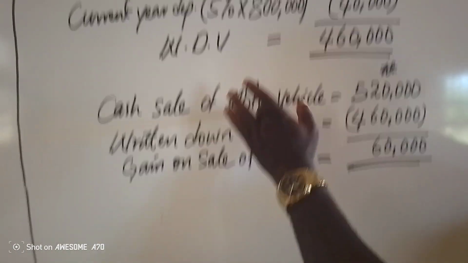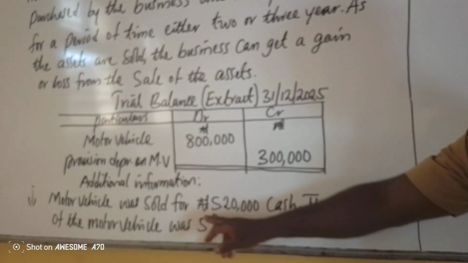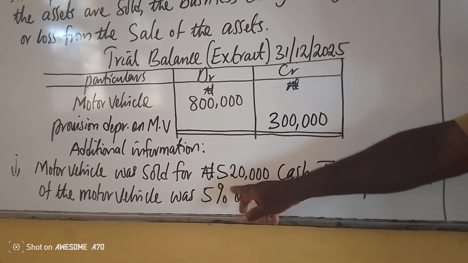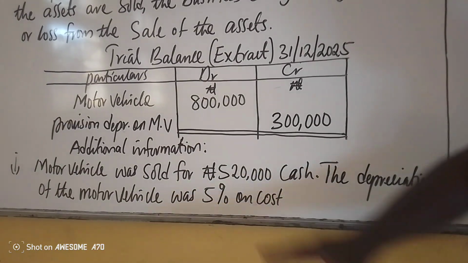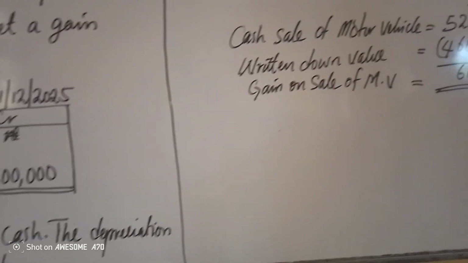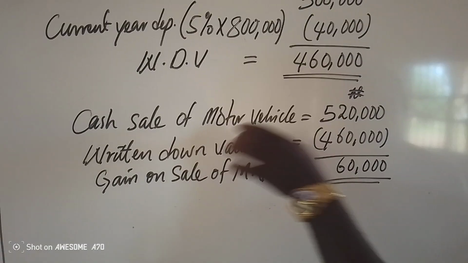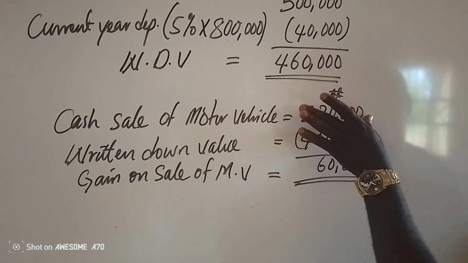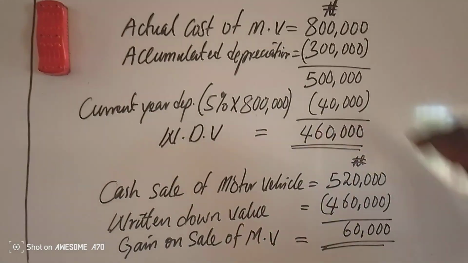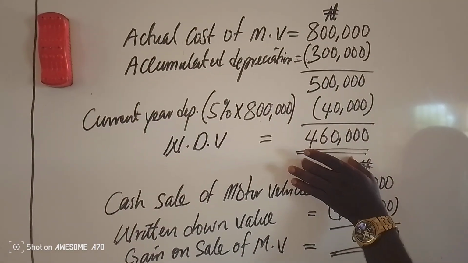Then you now take the sales value of the asset at the time of the sale. We now say sale of motor vehicle. It is clear that the motor vehicle was sold at 520,000. But you cannot just know whether the sale value of 520,000 is a gain or loss. You cannot know until you present it the way I'm presenting before you, to know whether it was sold at a profit or loss. So here the sale value of the motor vehicle was 520,000. After reducing the depreciation, both accumulated depreciation and the current year depreciation, from the cost of the asset, you discover that the written down value of the asset is 460,000.